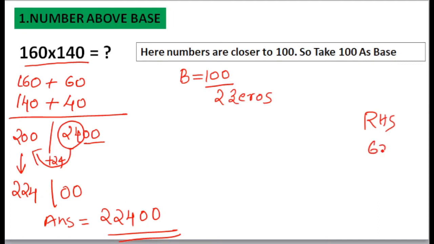You know RHS is equal to 60 into 40 and LHS is equal to 140 plus 60, and the digits will be carried over based on rule number 2, that is, the number of zeros in the base will be the same as the number of digits in the RHS.